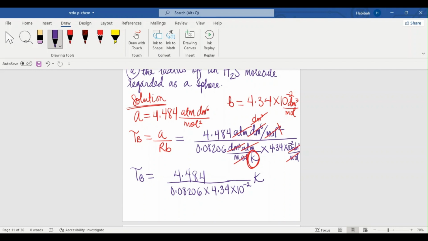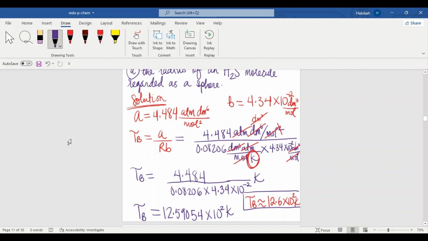Now you just have to input all of this information into the calculator. When we do, we get the Boyle's temperature to be 12.59054 times 10 to the power of 2 kelvins. Rewriting this, the Boyle's temperature will be approximately 12.6 times 10 to the power of 2 Kelvin. So this is the answer to this question. Yep, that's the Boyle's temperature.